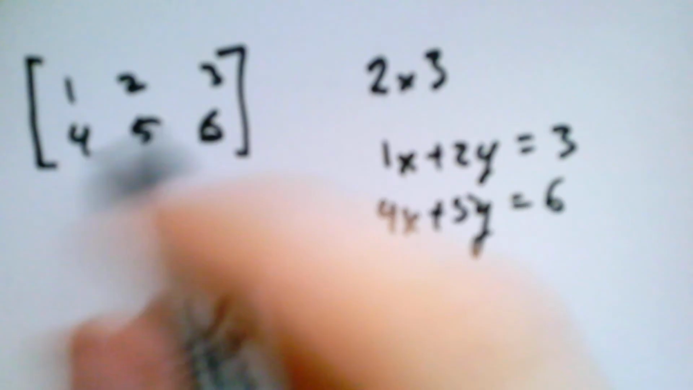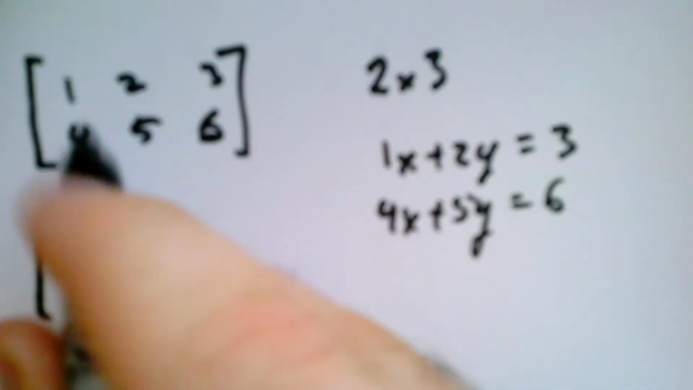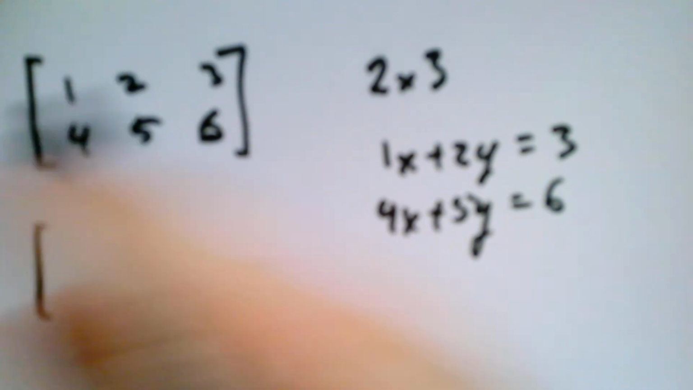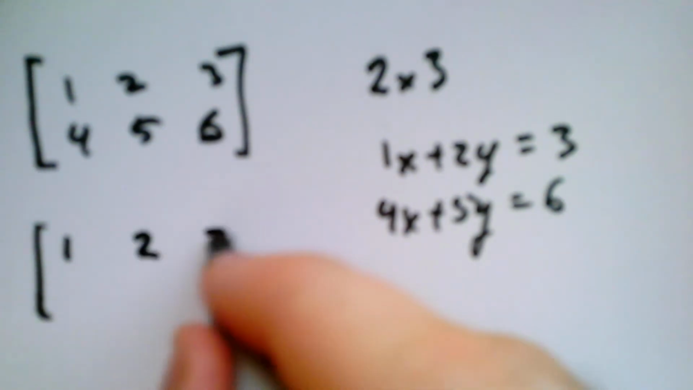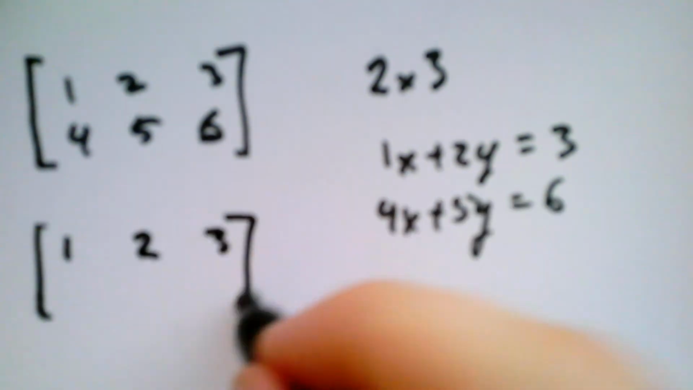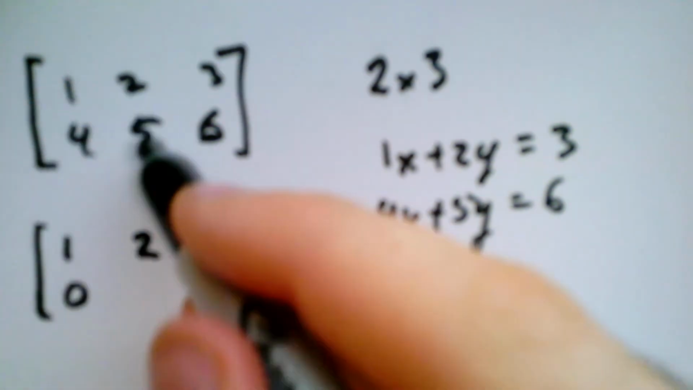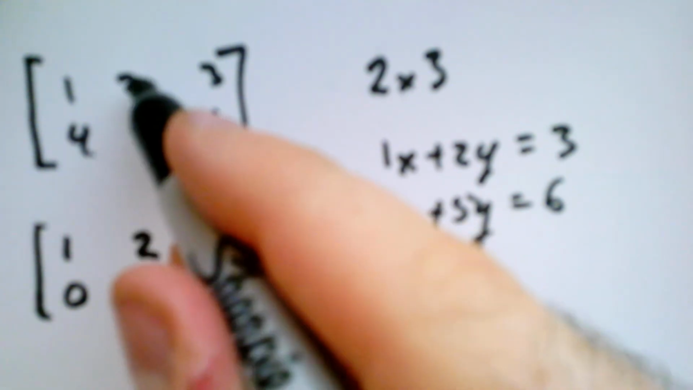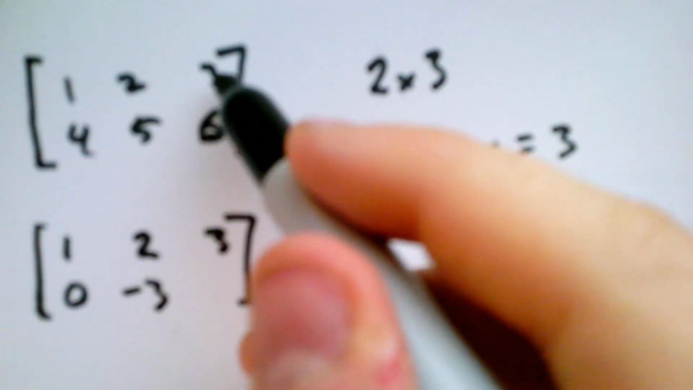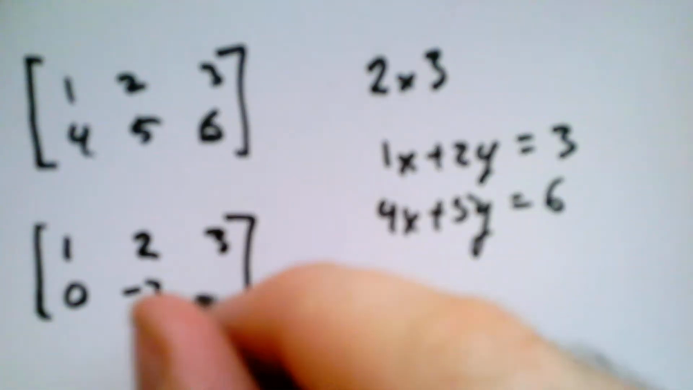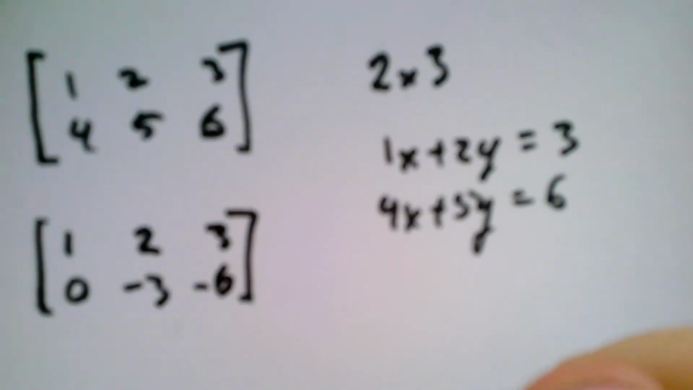So to row reduce this matrix, I'm going to kill off this 4 by subtracting 4 times the first row from the second row. So the first row will not change in this step. 4 minus 4 times 1 is 0. 5 minus 4 times 2 is 5 minus 8, which is negative 3. 6 minus 4 times 3, 4 times 3 is 12. 6 minus 12 is negative 6. So that's the first step in row reducing.